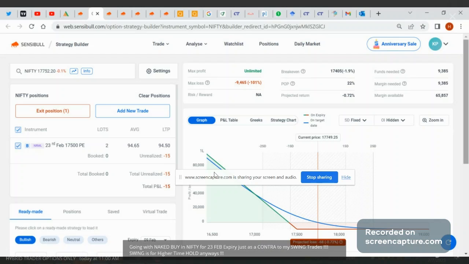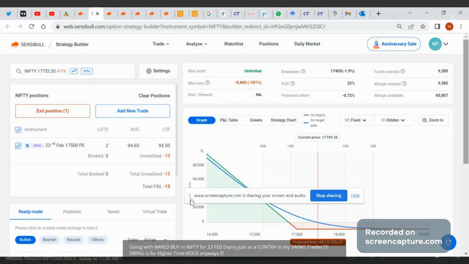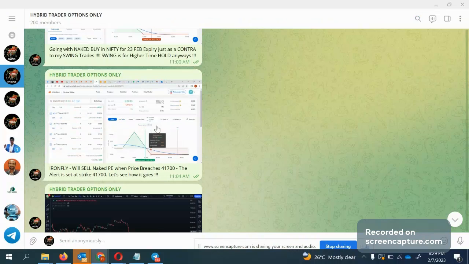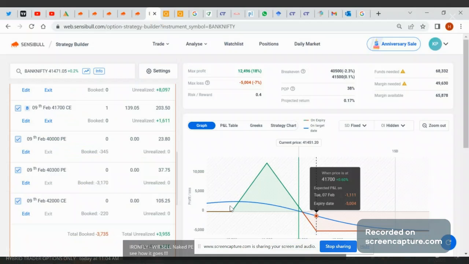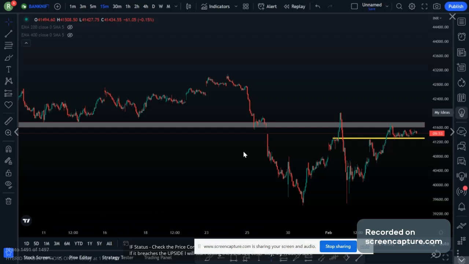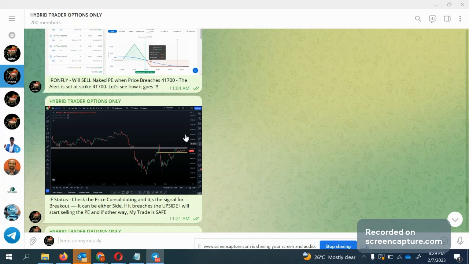So at around 11 o'clock. Let me show you again. These are all the other trades we discussed in my paid mentor group. This is my iron fly, wherein we made the iron fly lossless on the put side and we deploy the contra trade on the upside. This is the price action for Bank Nifty. Bank Nifty was consolidation. If the price breaks my resistance, I'll do the adjustments. If the price breaks my support, I'll do the adjustment. This is what we keep on discussing.